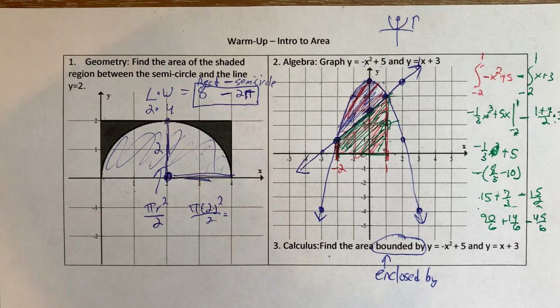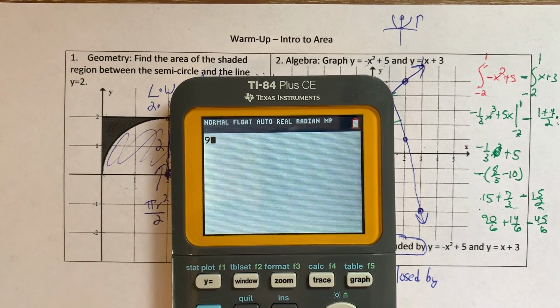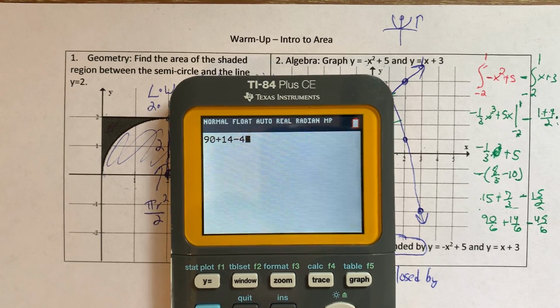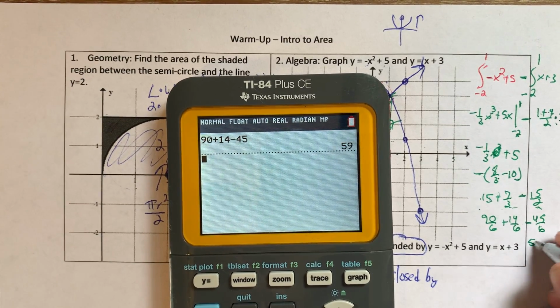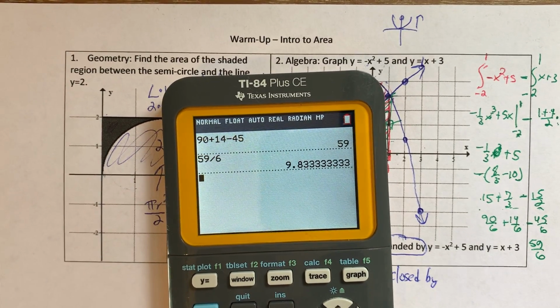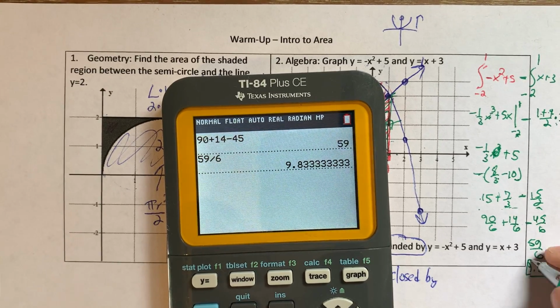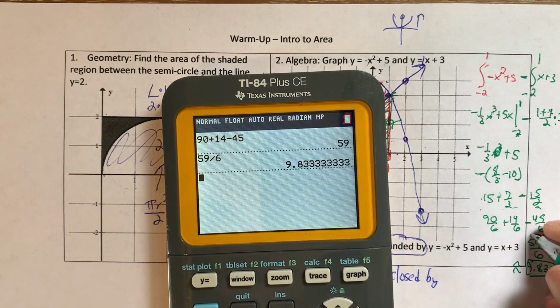I don't know why I waited until the end there to break out a calculator, but I did. Oh no, my battery is low. 90 plus 14 minus 45. So this is 59/6, or it's also fine to say 9.833 in this class. We can round to 3 decimal places, but this is best.